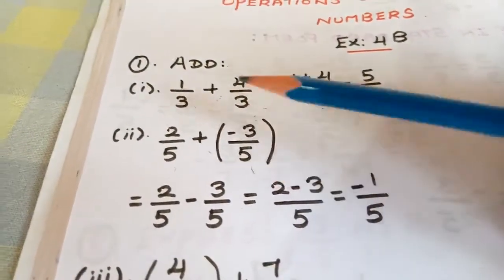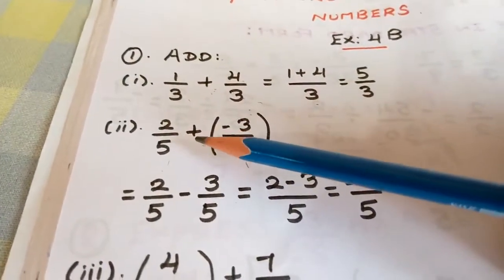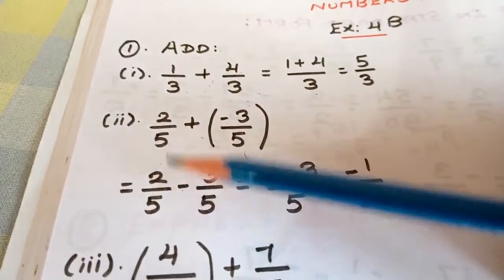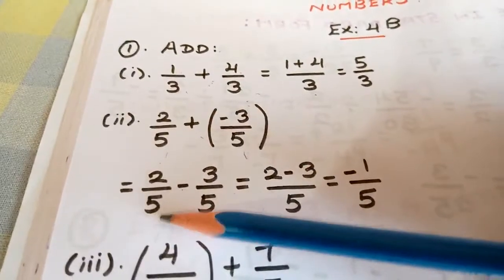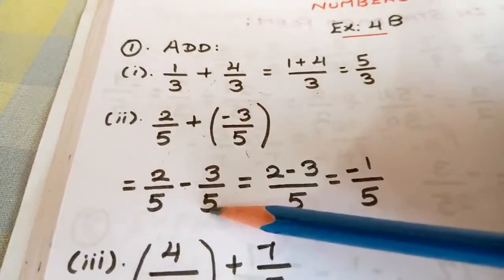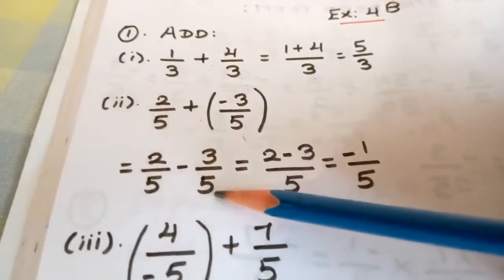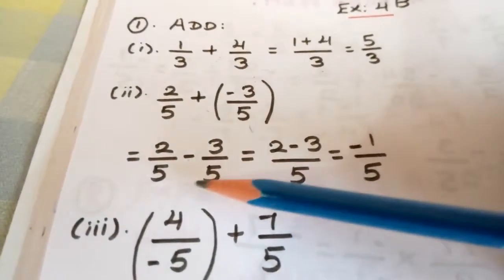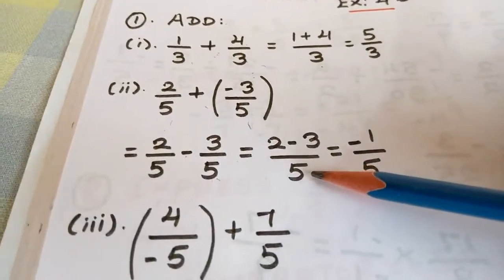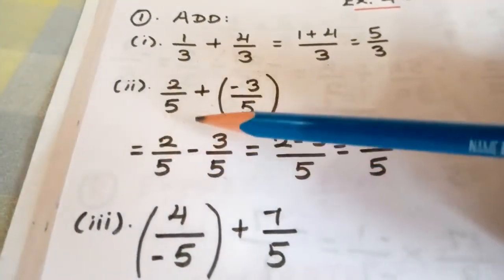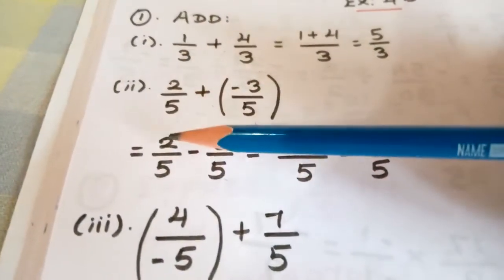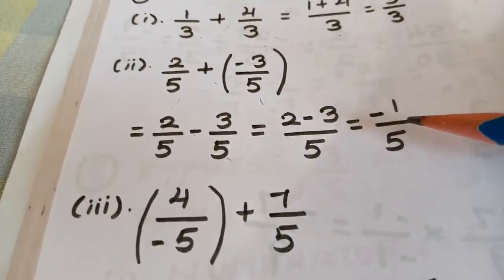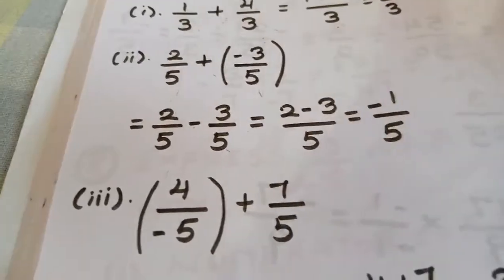In this case, first you are going to multiply the sign. So plus into minus, you are going to get minus here, students. So 2 by 5, write it as it is, minus 3 by 5. The denominator value is the same, 5, so write 5 only one time. In the numerator, you write 2 minus 3, and you are going to get the answer as minus 1 by 5.